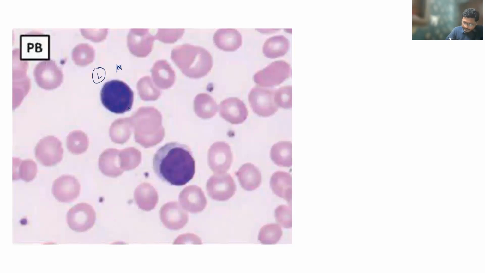If you compare this with this lymphocyte, you can appreciate it has slightly more cytoplasm, and you can also appreciate some granules inside the cytoplasm. So this is actually a large granular lymphocyte. In the exam, if they give this peripheral smear picture along with a history of either neutropenia or pure red cell aplasia, the answer has to be large granular lymphocytic leukemia.